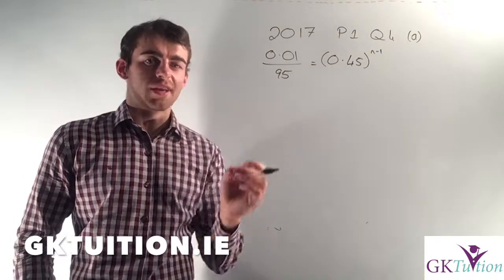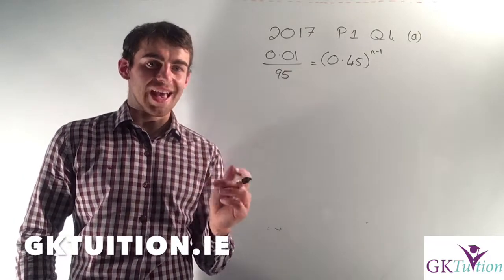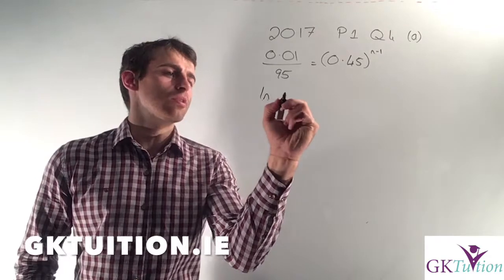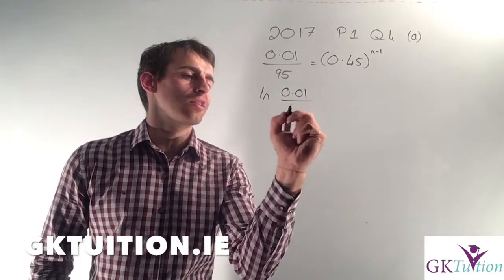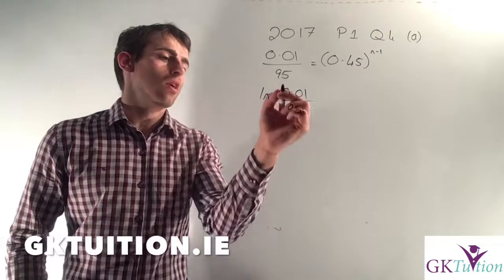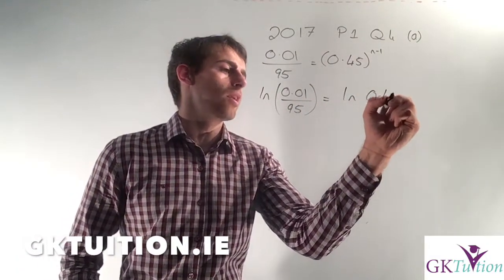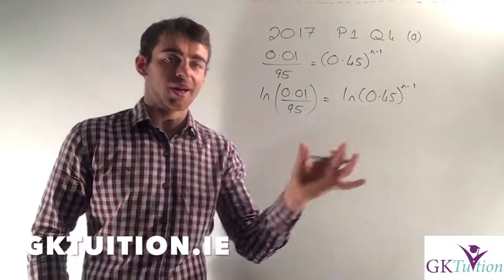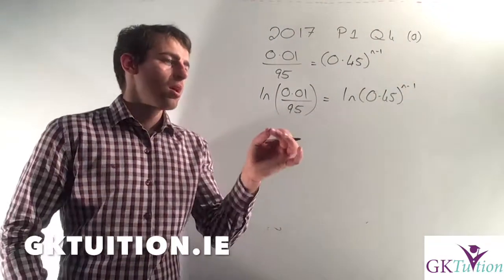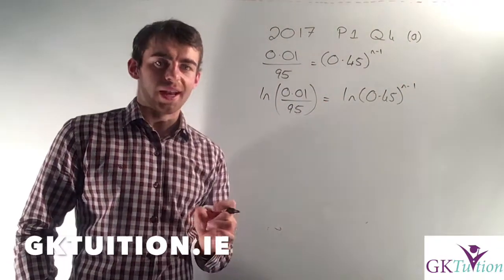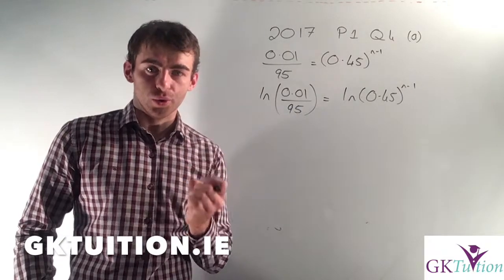So I'm going to introduce the natural log. The natural log is ln. And when you're introducing logs, it literally just means that you're sticking ln in front of both sides. So I'm literally putting ln in front of my left-hand side and ln in front of my right-hand side. And that's as complicated as it gets. Now, the reason I introduced ln is because now I can apply the rules of logs.